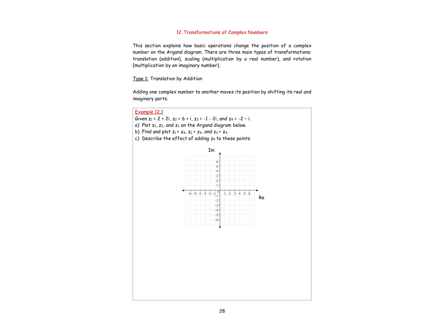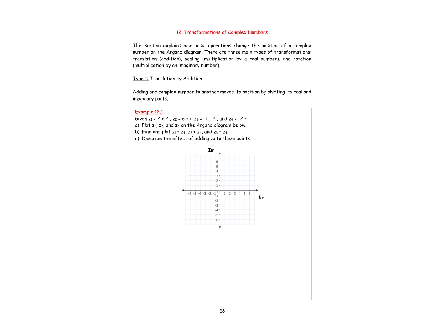The first one is translation, which is just adding. The second one is scaling, which is multiplication by a real number. And the third one is rotation, which is multiplication by an imaginary number. Type 1 is translation by addition. If we take one complex number and add another complex number to it, the original complex number's position is moved as its real and imaginary parts are shifted. This is best explained by looking at an example.